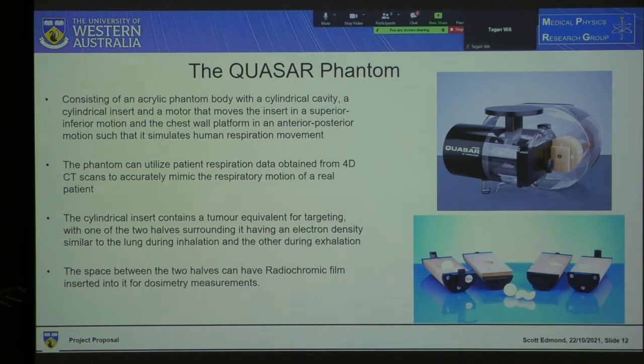You can see the cylindrical insert also comes with a tumor equivalent material in the middle in a sphere, and either half of it, one half is lung inhalation equivalent and one half is lung exhalation equivalent. We can then insert radiochromic film between these two halves in order to carry out a dosimetric study.